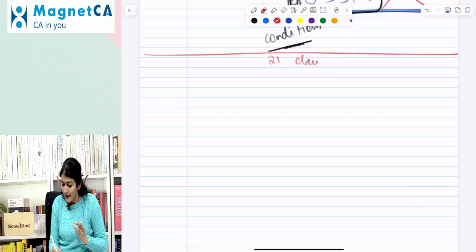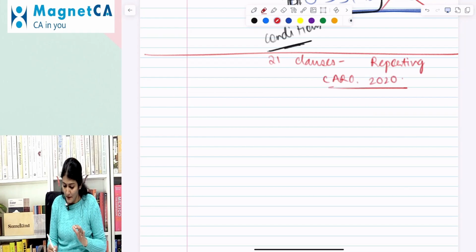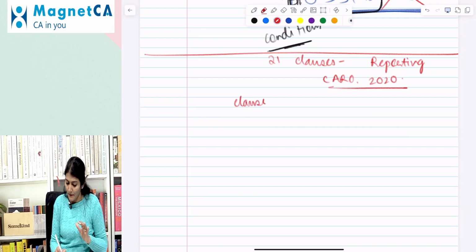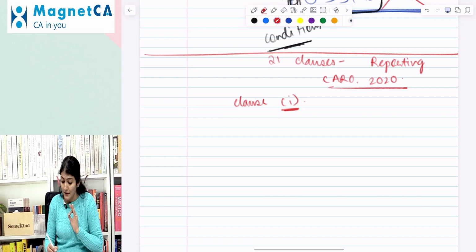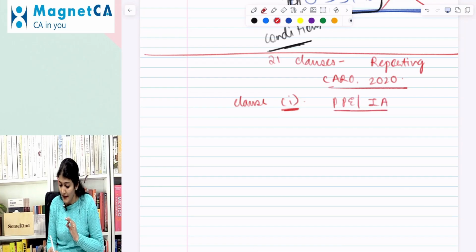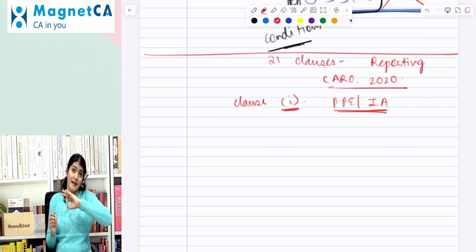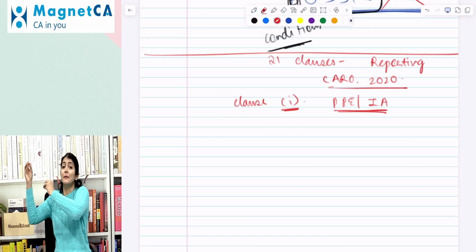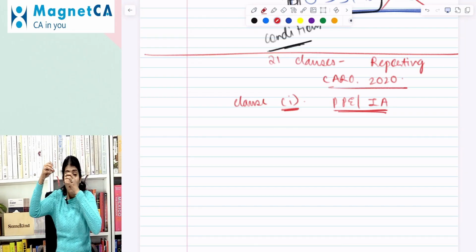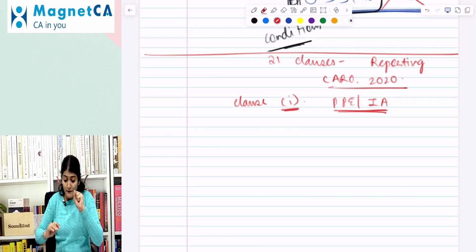We have the 21 clauses for the reporting under the CARO 2020. So what are the 21 clauses that we have over there? How do you write down the number of CARO clauses? Clause number, in small Roman numerals. So you have clause 1, which is regarding the property, plant, equipment, and the intangible assets. Under PPE and intangible assets, we have 5 points.